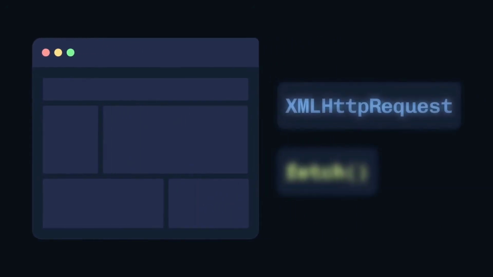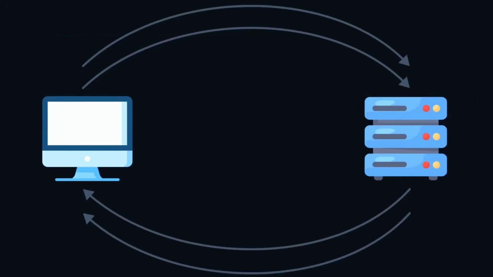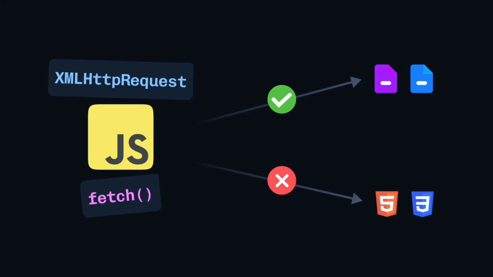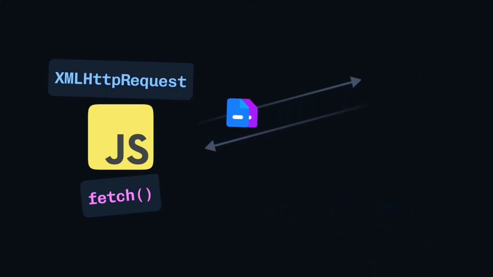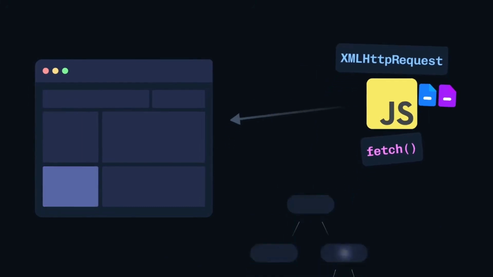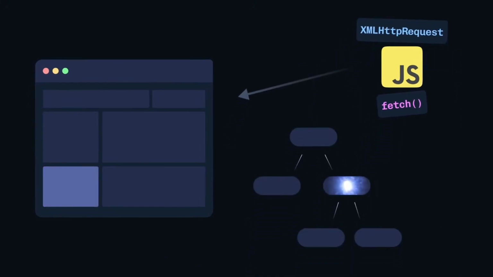Browsers began exposing APIs like XMLHttpRequest or the current fetch API that allowed asynchronous communication with servers. These APIs let JavaScript request only data, not full HTML pages. When JavaScript received that data, it updated the DOM, the browser's live tree of UI elements. The page stayed loaded the entire time.